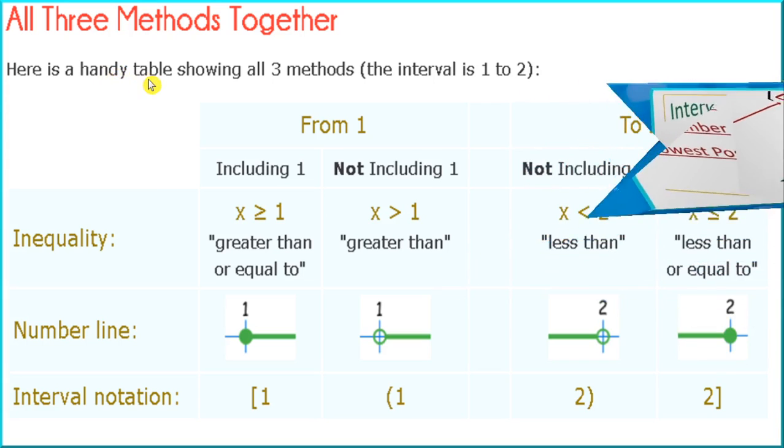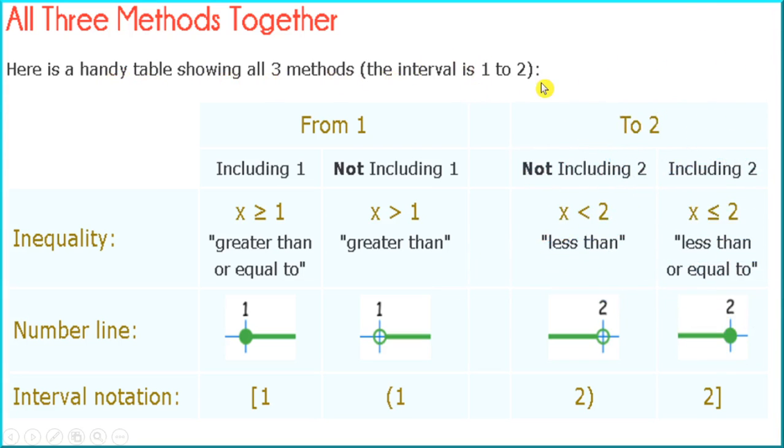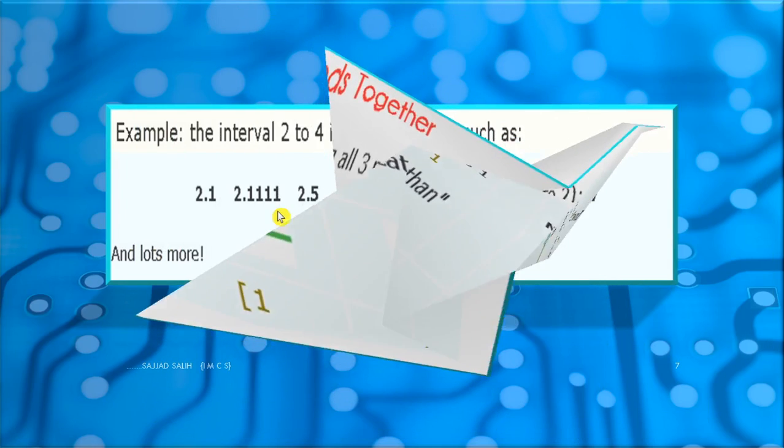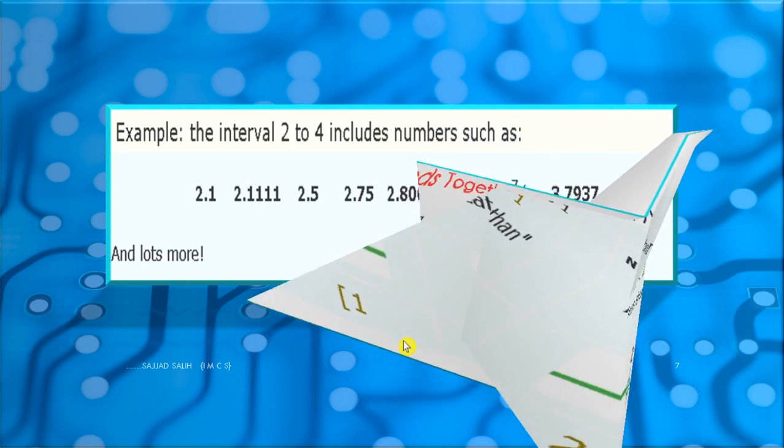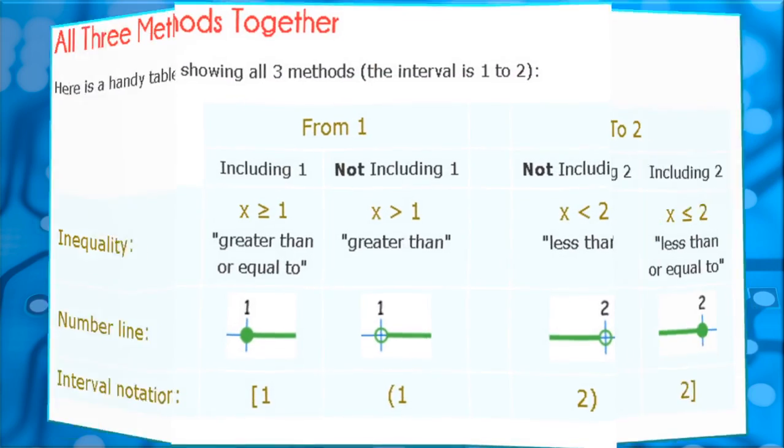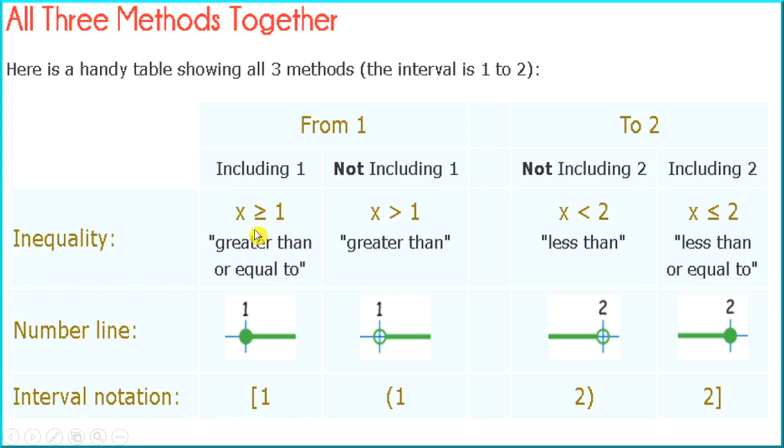All three methods together: here's a handy table showing all three methods. The interval is 1 to 2, from 1 including, not including, and the inequality. Here's one inequality, x greater than or equal to 1, including 1. Not including 1, we define x greater than 1. X greater than or equal to 1 means 1 is involved, a closed interval sign, while x greater than 1 means x does not involve 1.